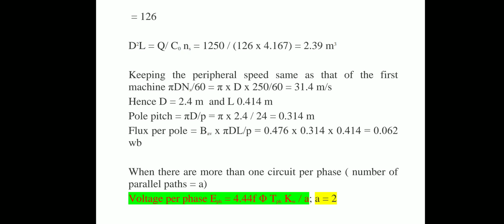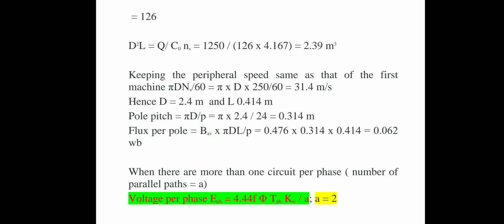Now the main dimensions: D square L is equal to Q upon C0 NS, which is 1250 upon 126 into 4.167. Calculate this, you will get 2.39 meter cube. Now, keeping the peripheral speed the same as that of the first machine, pi D NS upon 60 is equal to pi into D into 250 upon 60, which is 31.4 meter per second.